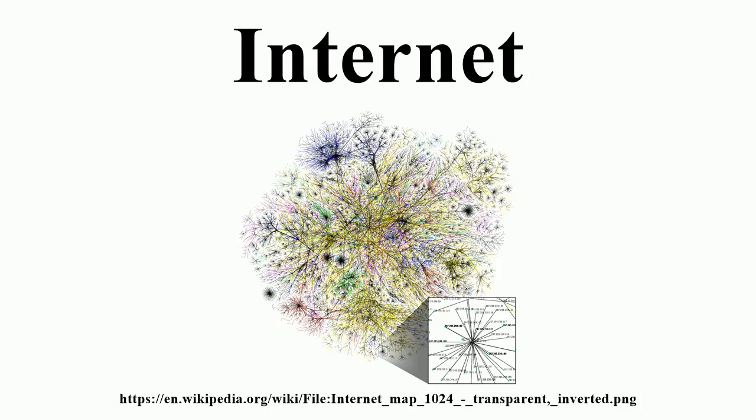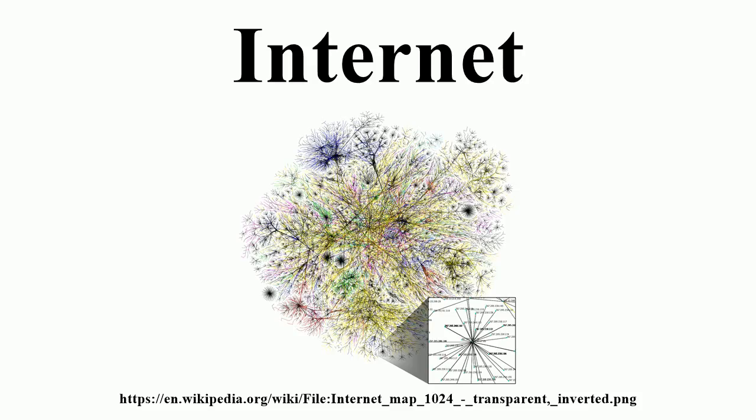It has been determined that both the Internet IP routing structure and hypertext links of the World Wide Web are examples of scale-free networks. Computers and routers use routing tables in their operating system to direct IP packets to the next hop router or destination. Routing tables are maintained by manual configuration or automatically by routing protocols. End nodes typically use a default route that points toward an ISP providing transit, while ISP routers use the Border Gateway Protocol to establish the most efficient routing across the complex connections of the global Internet.